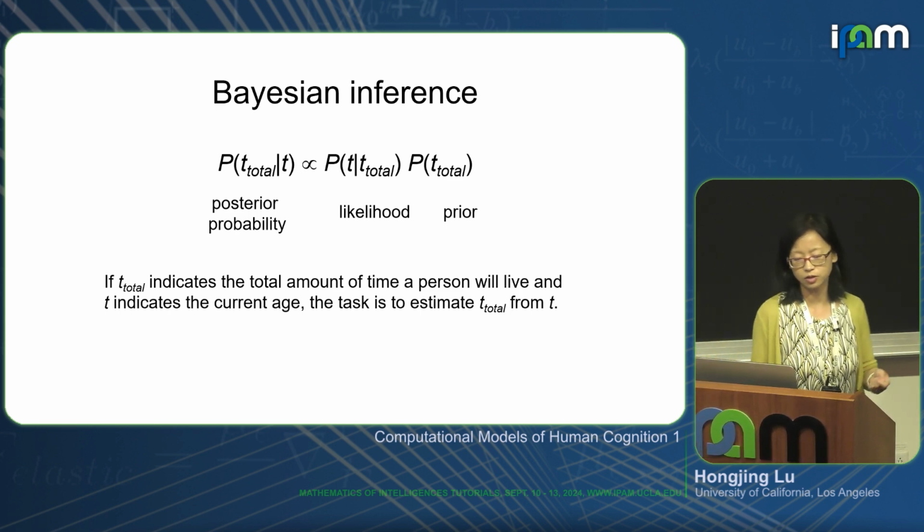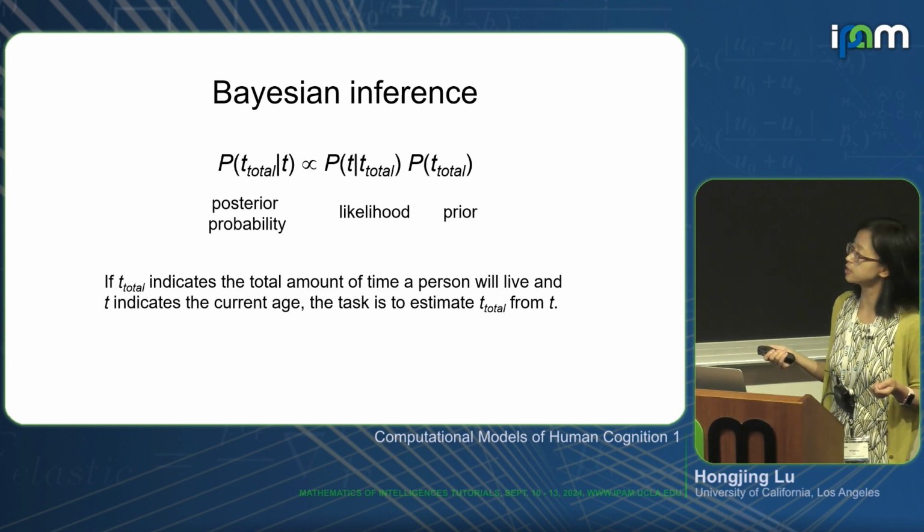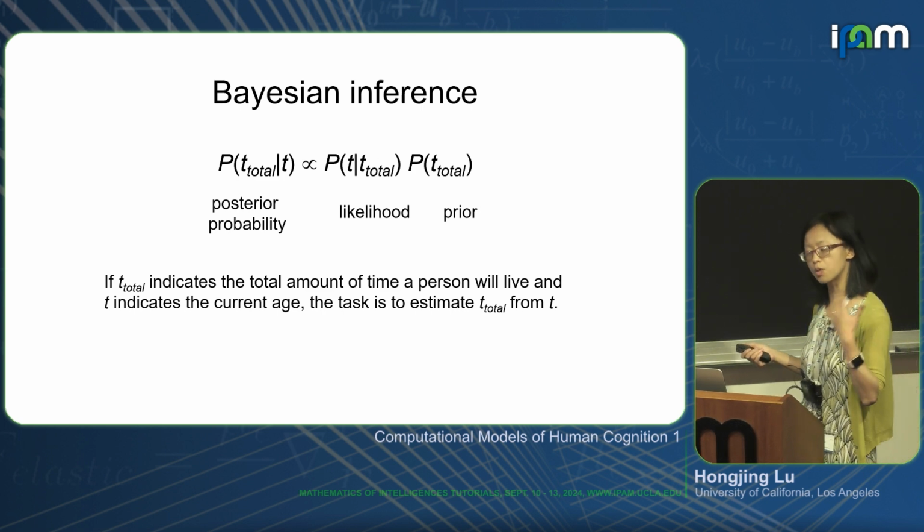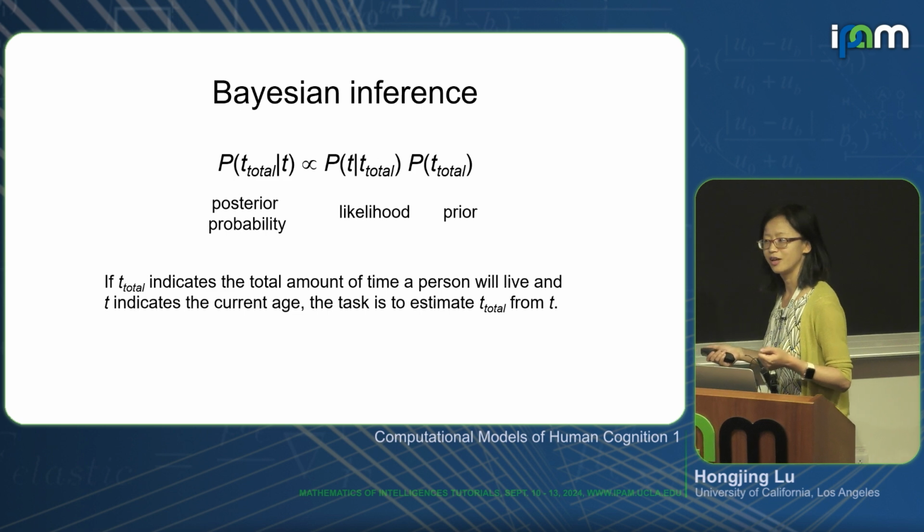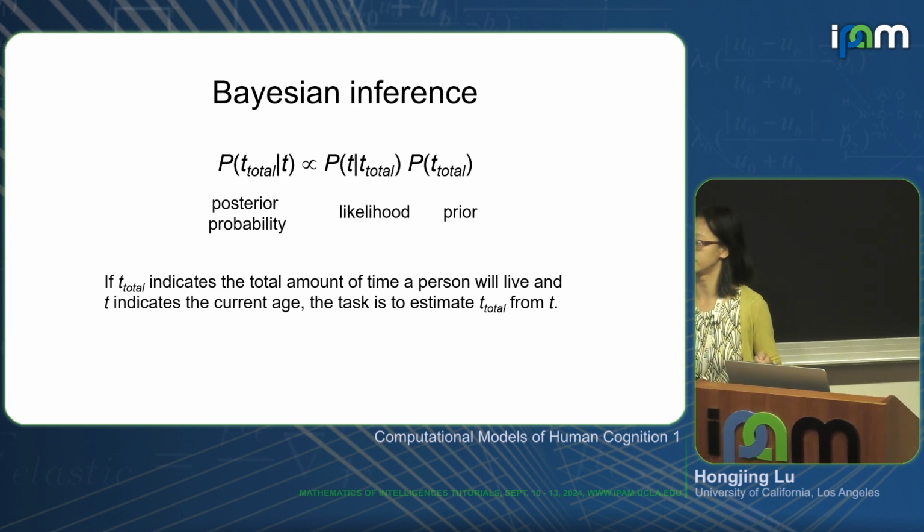Now the prior is interesting and the focus of this study. We do have some kind of prior knowledge about how old people get, what the lifespan of a person is.